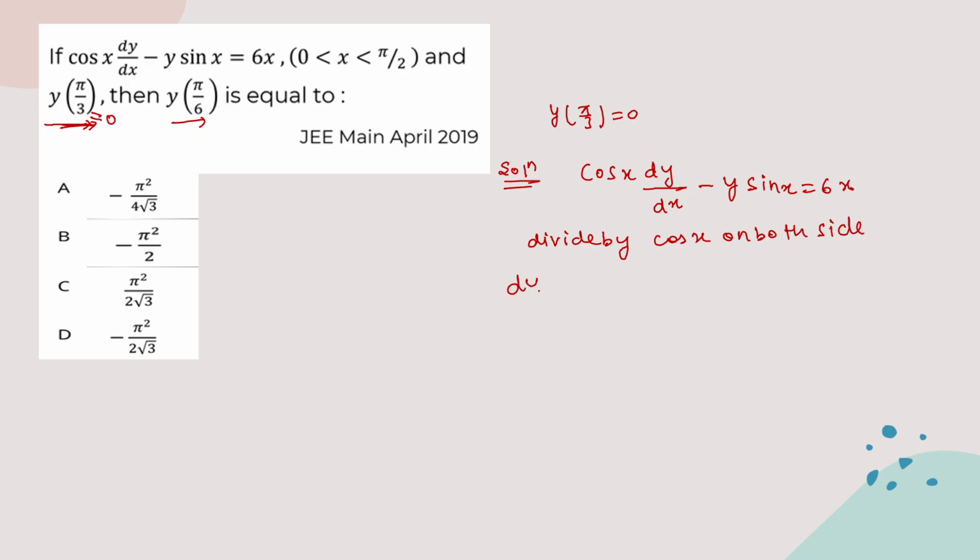So when we divide this, we will be getting dy/dx minus y tan x is equal to 6x by cos x, which means you will be getting sec x. Okay, 1 by cos x, I'm writing it as sec x. So definitely this is again in the linear differential equation format which we have studied.